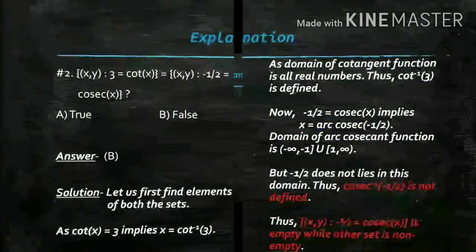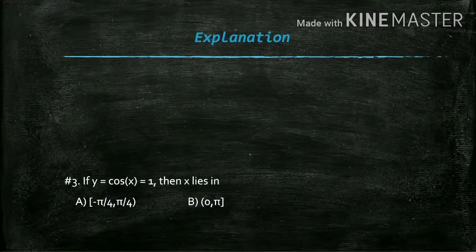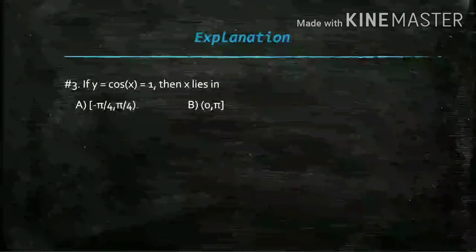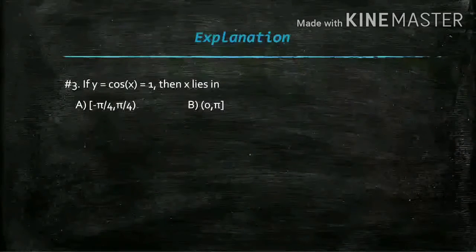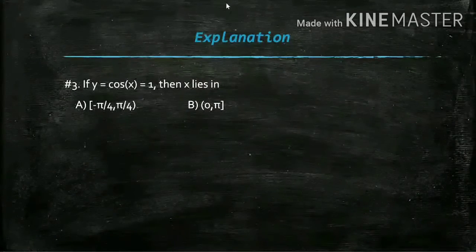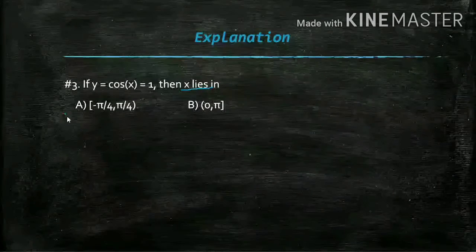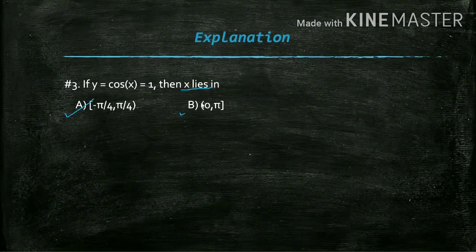So this statement is okay. Let's now move to the final question. If y is equal to cos of x equals half, then what will be the value of x? It's not asking you to find the value of x; it is asking where the value of x lies, in this or in this.